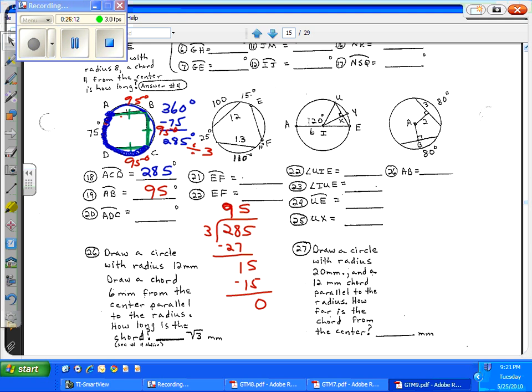It wants arc ADC. ADC would be from A to D to C. If you add those up, you get 170 degrees, which means we should not have named it arc ADC because it didn't add up to more than 180, which means it's a minor arc, so we should have properly called it arc AC. Any questions there? Okay.